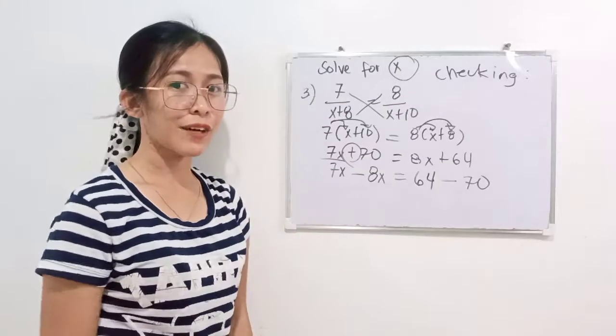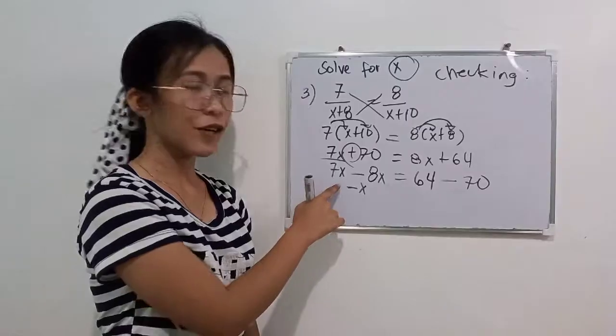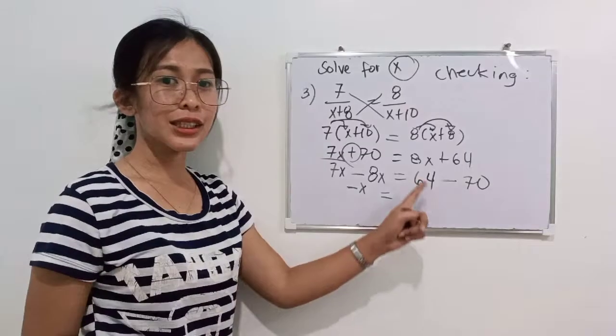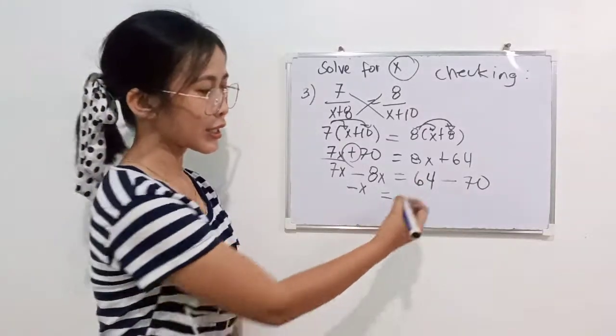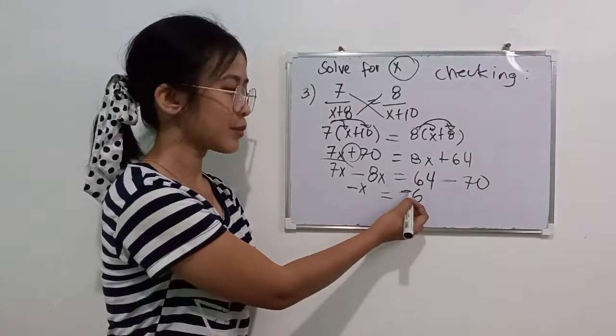And then, simplify. 7x minus 8x is negative x. Kasi nga, 7 minus 8 is negative 1. So, negative x na lang. And then, 64 minus 70 is negative 6. Okay? Negative 6 yan.